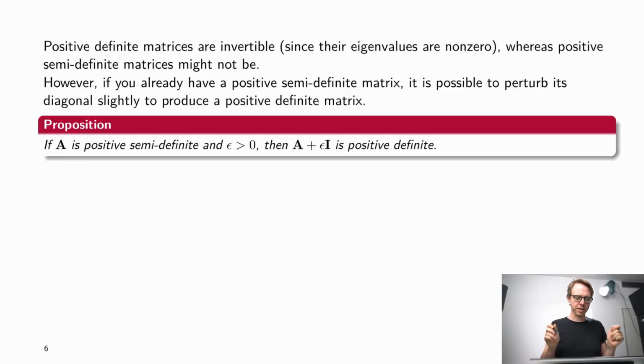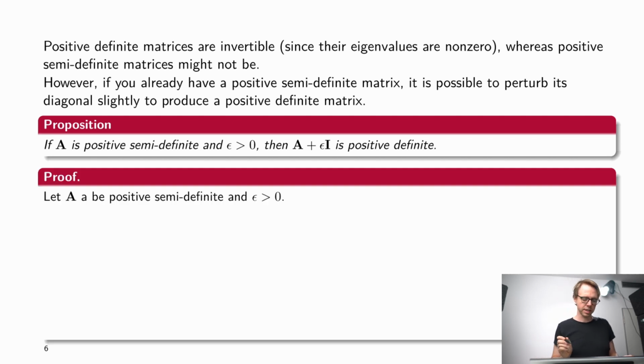Now, if the matrix is positive semi-definite, then it may be that some of the eigenvalues are exactly equal to 0. In this case, the matrix would not be invertible. However, because all the other eigenvalues are larger than 0, so none are negative, we know that if we add a small constant to the diagonal of this matrix, it will be positive definite, and that we can show in the following.